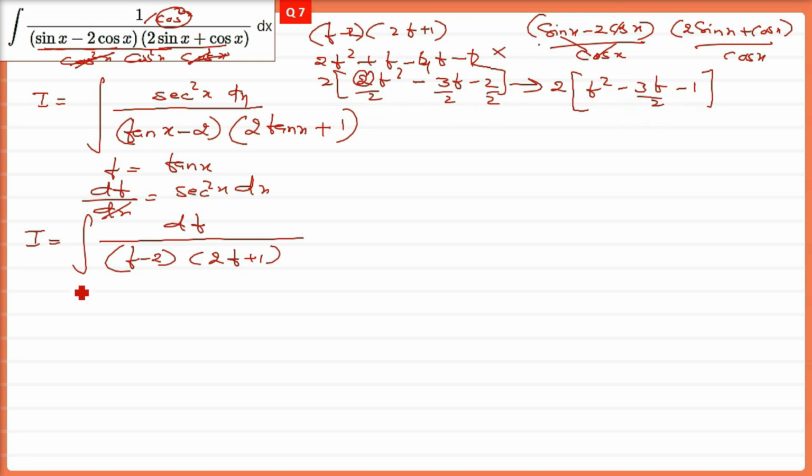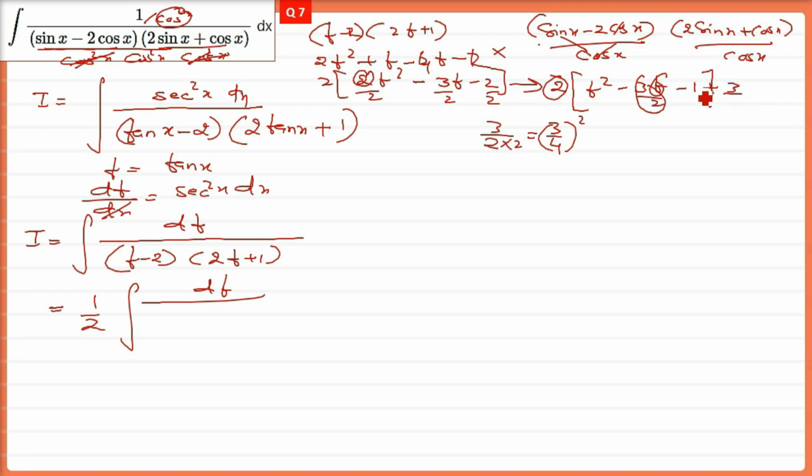How to make it a perfect square? 1 by 2, this I've got from here, because we are talking about the denominator right now. So you take the coefficient of t, which is 3 by 2, and divide it by 2. It's 3 by 4, we square it and add it and subtract it. So we are actually adding 3 by 4 whole square and subtracting 3 by 4 whole square.